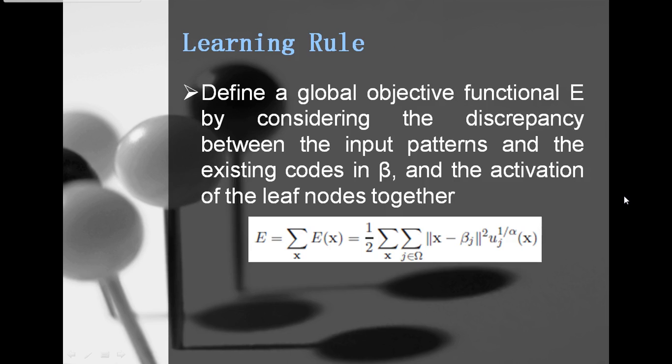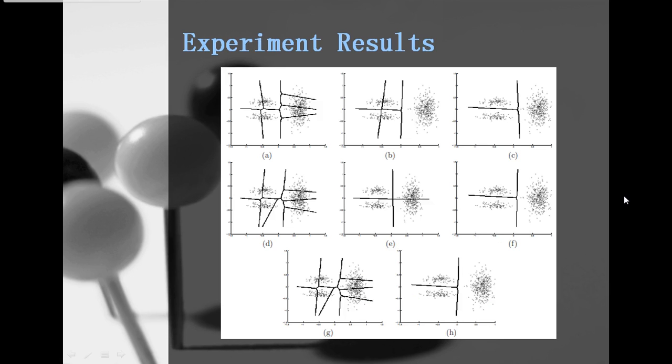Now I will talk about the learning rule in our project. We define a global objective functional E by considering the discrepancy between the input patterns and the existing codes in beta, and the activation of the leaf nodes together. We can see the equation below. It shows how we define the learning rules in our project. And then we give some results of our experiments.